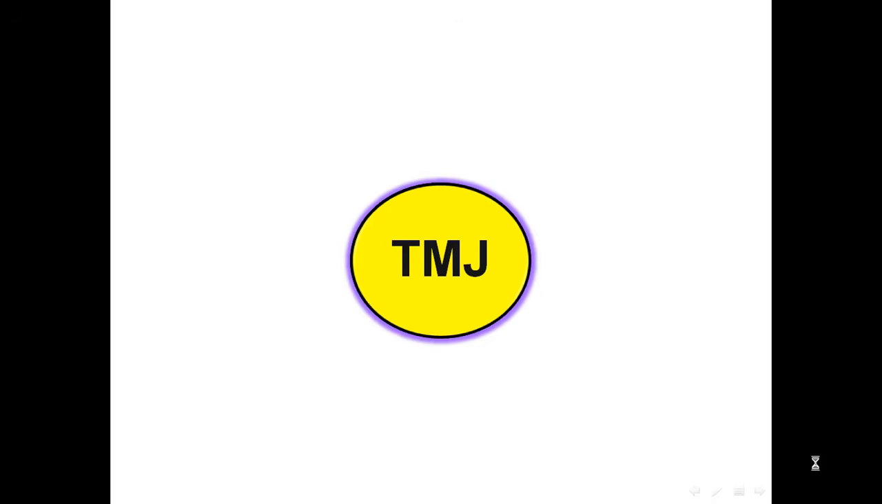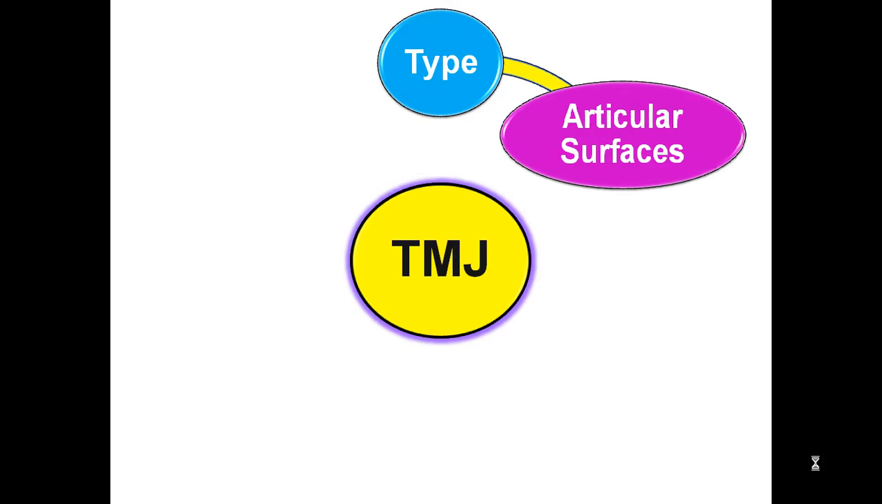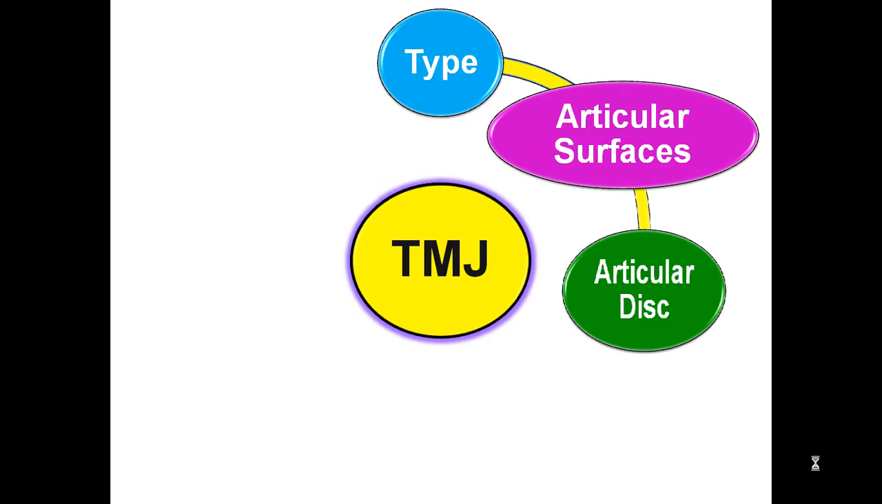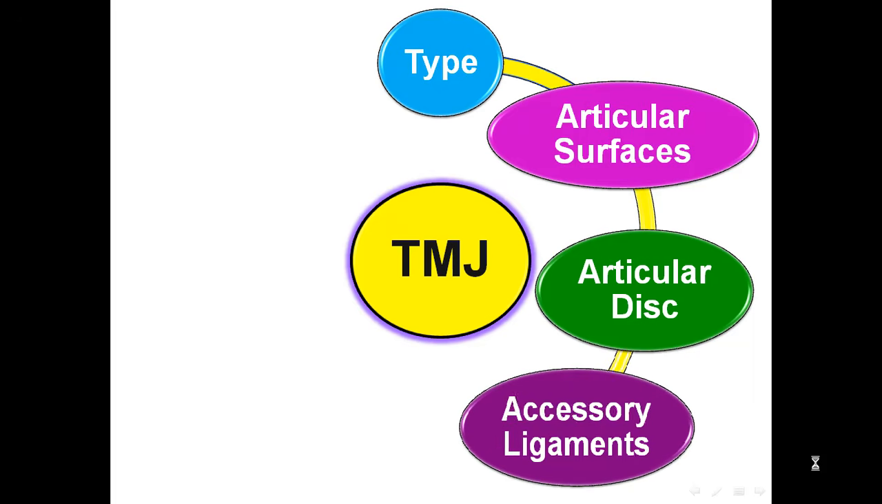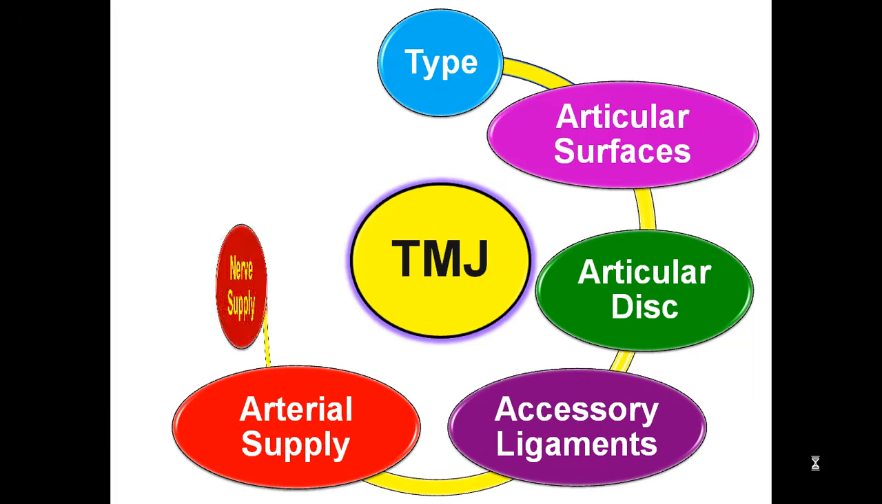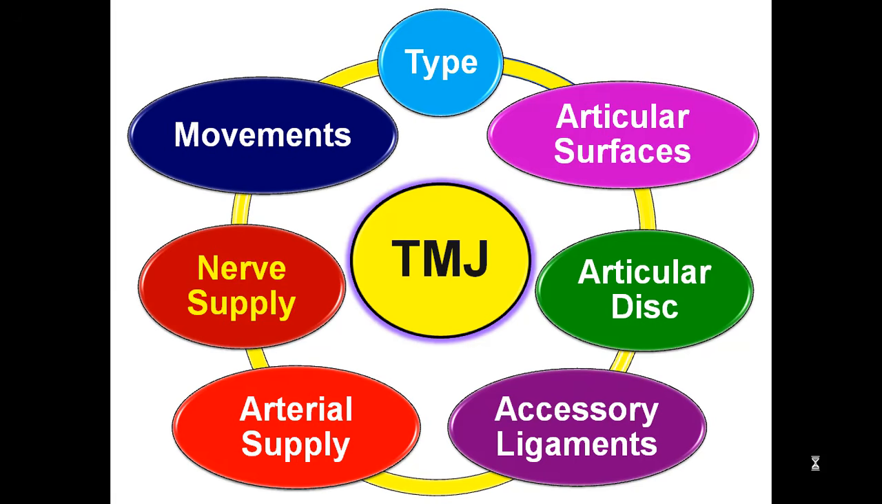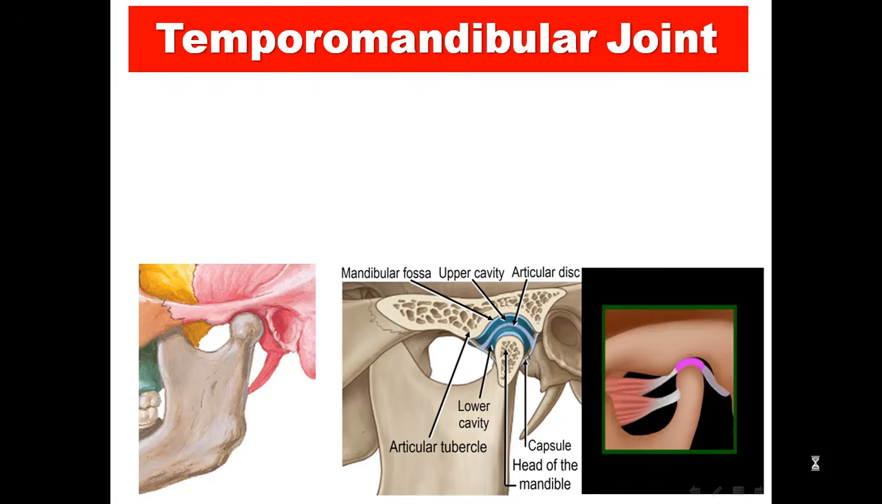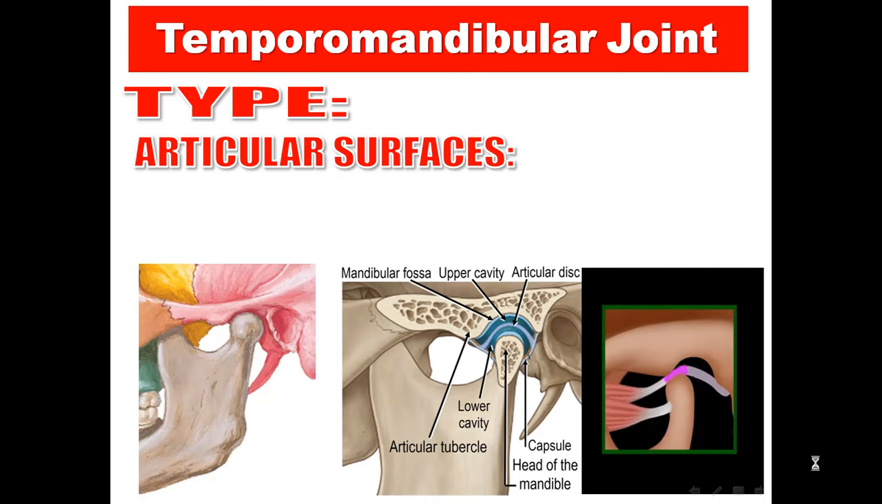I will talk about the TMJ, temporomandibular joint. I will talk about the type, the articular surfaces, the articular disc, the accessory ligaments, the arterial supply, the nerve supply, and the movements which occur at the TMJ. Start by the type and the articular surfaces. Okay, so we'll talk about the type and the articular surfaces.